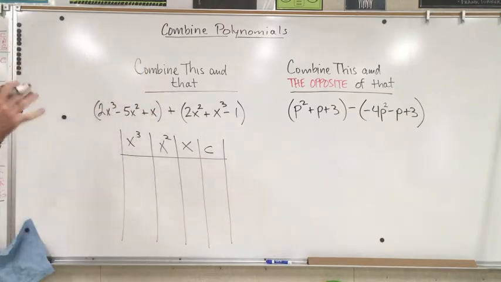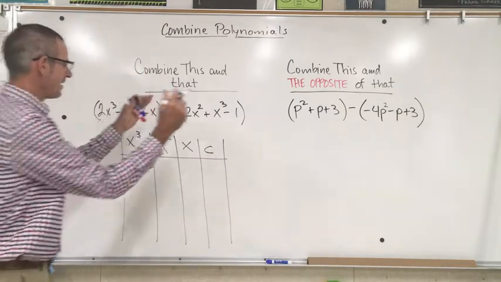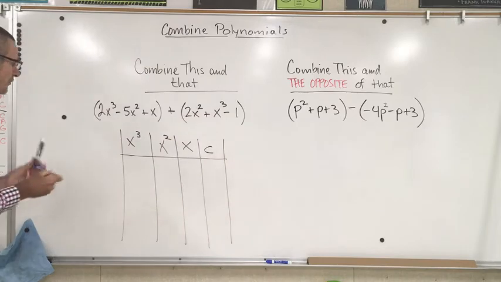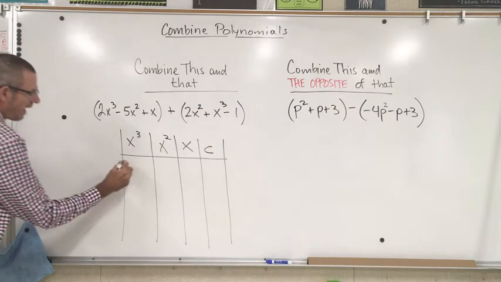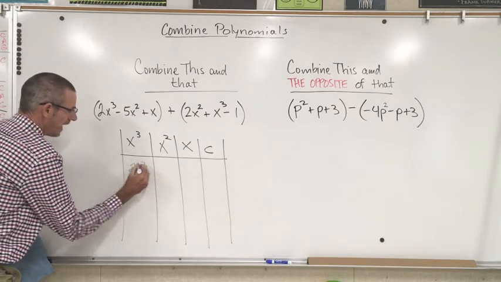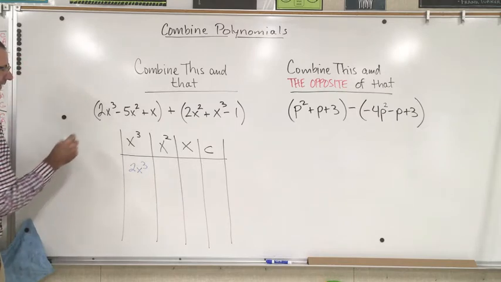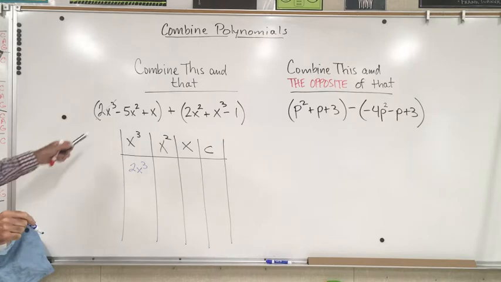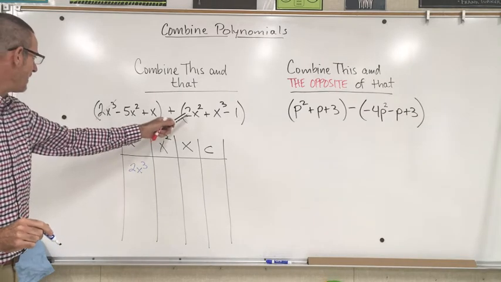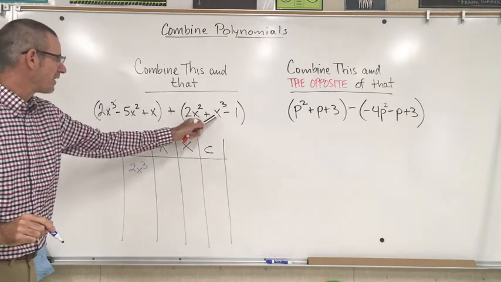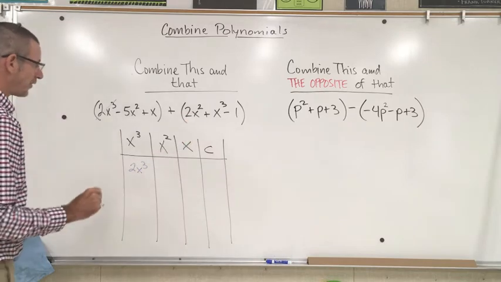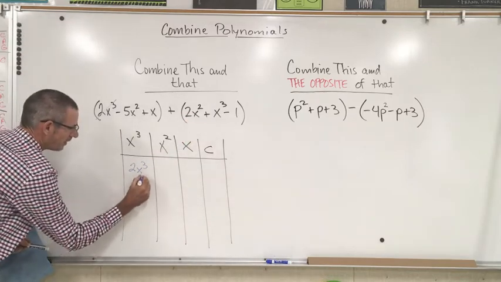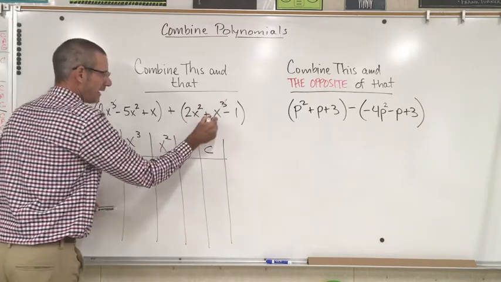So now we're going to combine this and that. So in the x to the 3rd column, I have 2x to the 3rd. And it's positive, so I'm not going to put a sign there. And I'm going to cross it out to make sure that I don't forget any part. Now as I go down the row, I have another x to the 3rd right here. It's a positive x to the 3rd. So I'm going to put it in the same column, and I'm going to cross that one out.